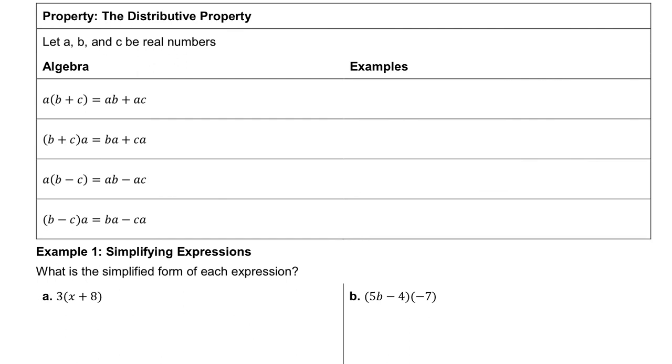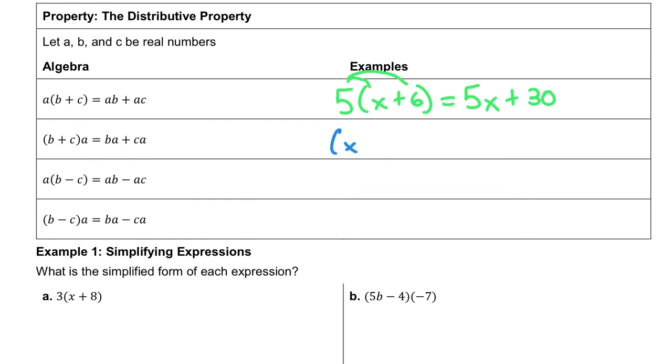But the first few are just showing if I have a number, let's just say the number 5, and it's multiplied by a quantity in parentheses like x plus 6, all I do is I distribute that 5. So I multiply it by x, I multiply it by 6. So that becomes 5x, 5 times x is 5x, plus 30, because 5 times 6 is 30. That's it.